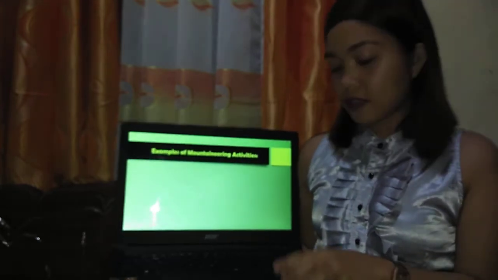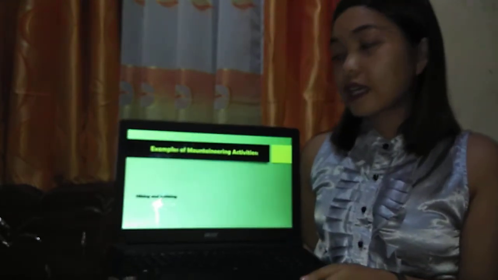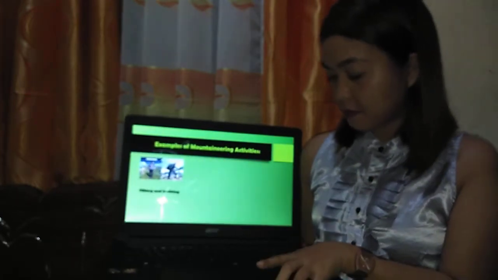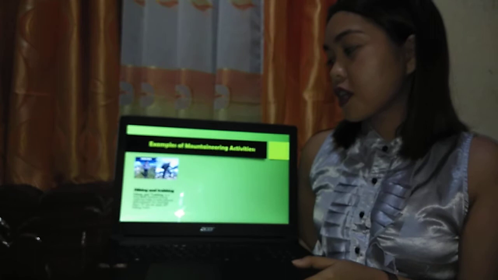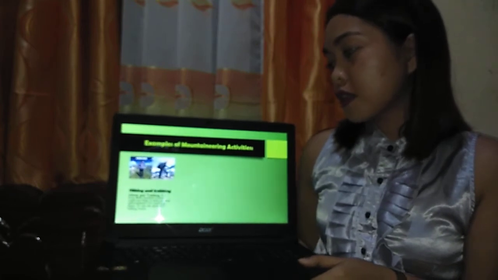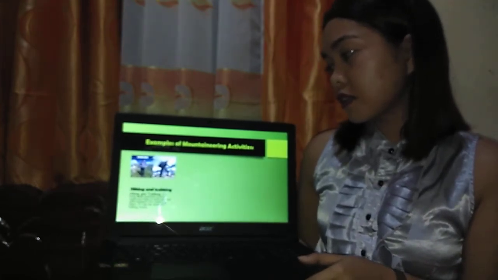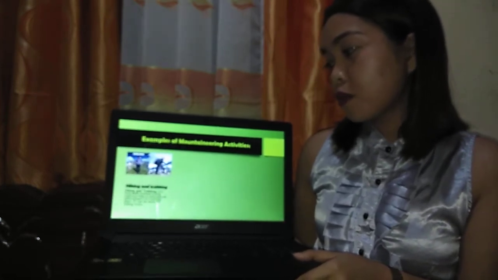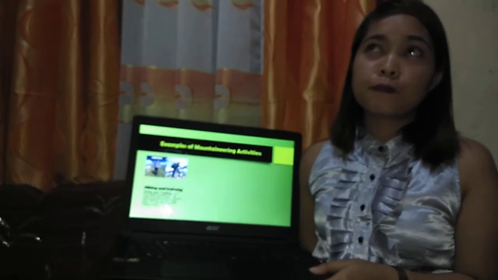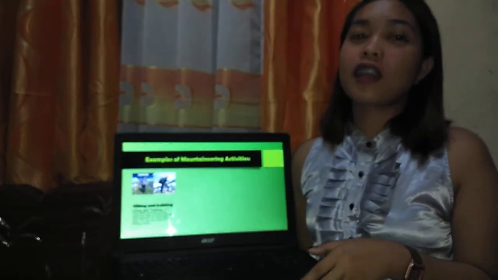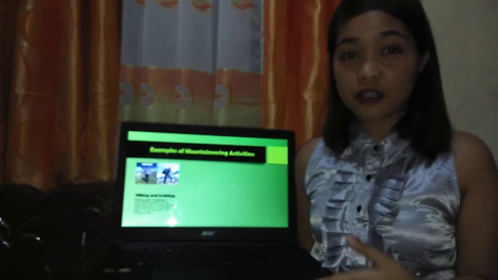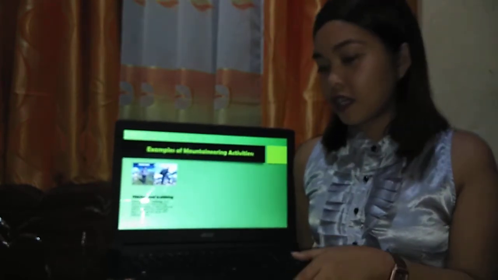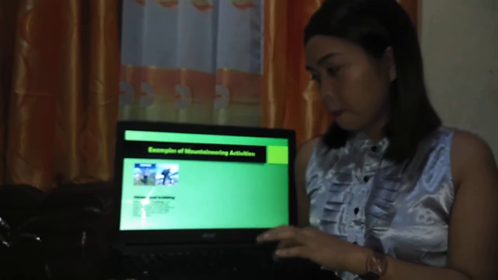Examples of mountaineering activities. Hiking and trekking. Hiking and trekking is a long walk that involves a long, vigorous hike in a wild nature environment for multiple days. It can be done off hiking trails. So, sa madaling sabi, ito yung pag-hike sa mga bundok. Ginagawa ito ng mga hikers. Merong mga taong may hilig talaga dito sa hiking or yung pag-akyat sa mga bundok.